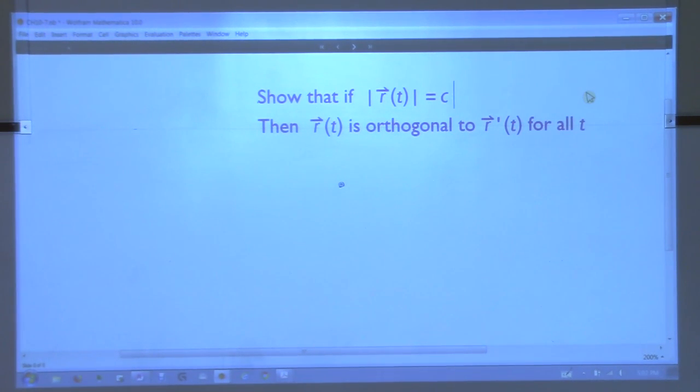All it's saying is: show that if the magnitude of a vector function is c, which is a constant, then r of t is always orthogonal to its derivative.